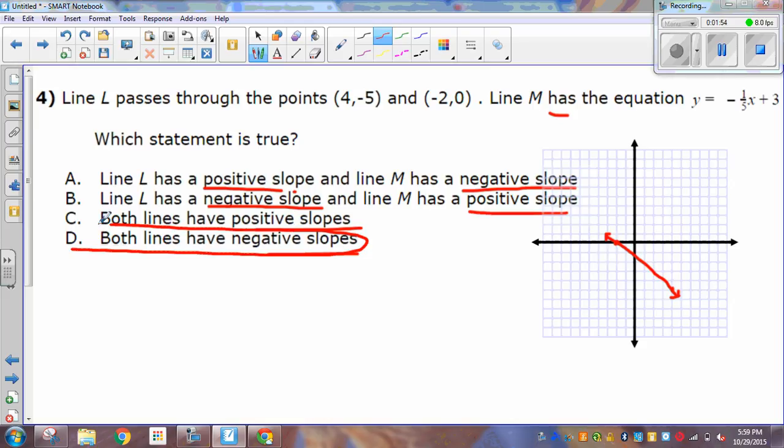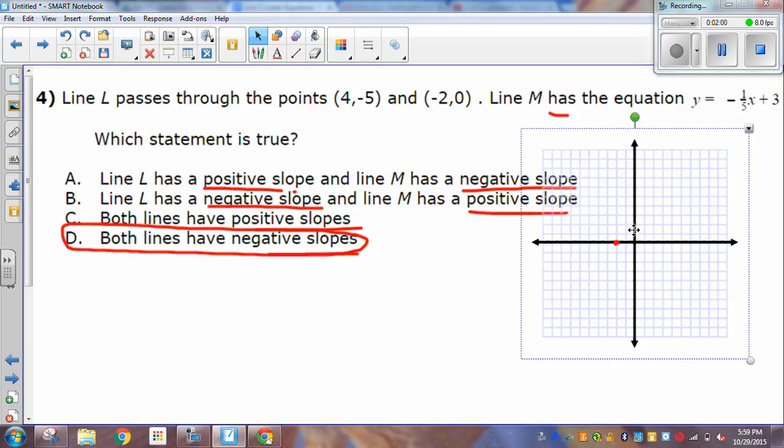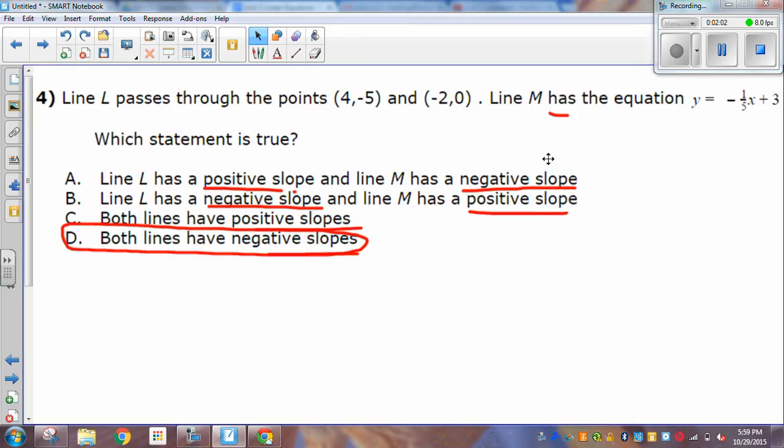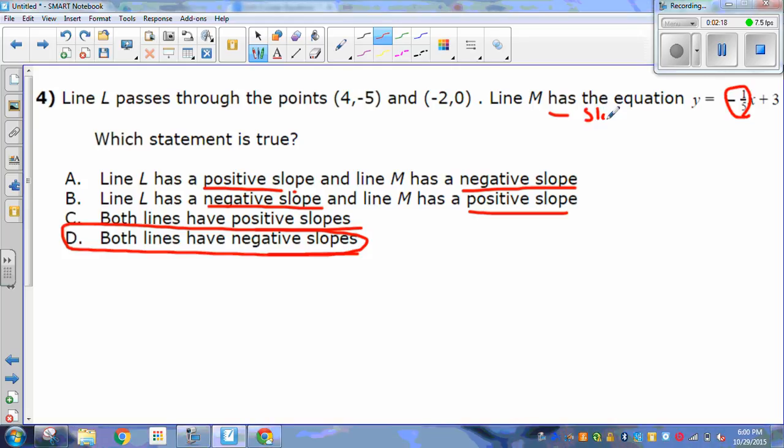Now, let's say you don't want to graph it. You're not very good at graphing. You're not comfortable with graphing. And maybe you want to know how to do it without graphing. There is a way. And the easiest way is to find each slope. If you look at the slope right here, it's -1/5. Since there's a negative sign right there, I already know that line M does have a negative slope. I should have already known that without graphing it.